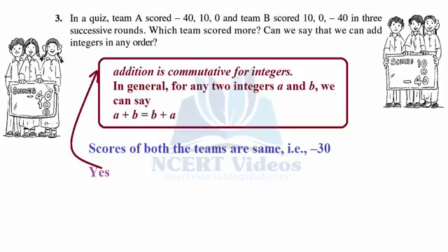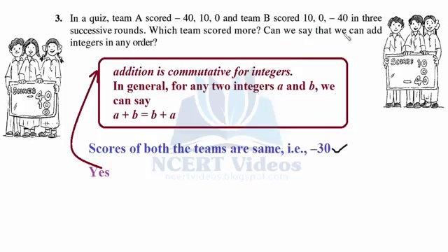Let's add them up. So -40 plus 10. Signs are different. Therefore, we subtract them and the sign comes of the greater number. And 0 doesn't matter. Therefore, -30 is your answer. That is the total score of team A. 0 doesn't matter again. Now, for team B, the scores are the same, that is 10 and -40. Again the same thing, -30 comes. So scores of both the teams are same.